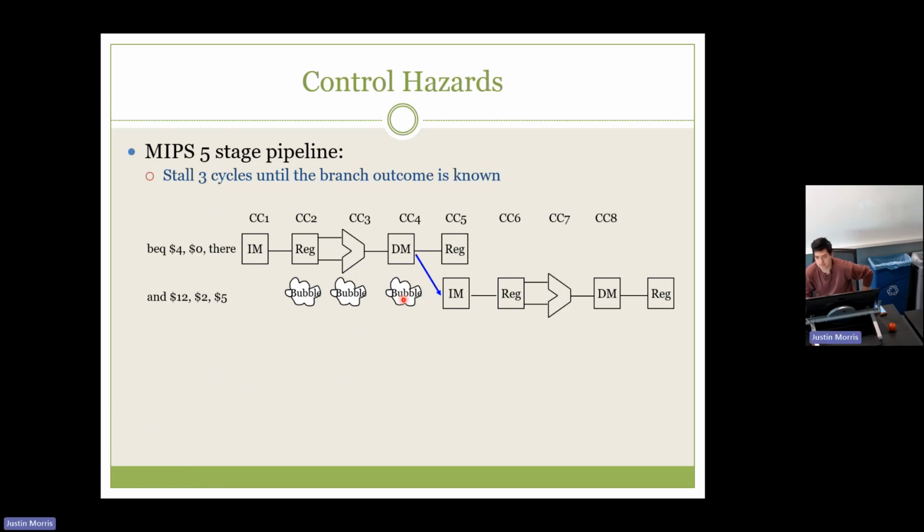So do we like this approach? Right, basically this means that branch instructions are equivalent to 4 instructions. We don't like this, right? So what can we do about it?